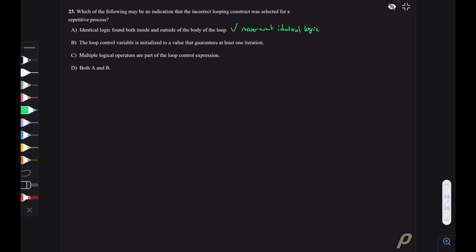B, so one thing to note here, this is one of the first times I've ever seen this. There's no none of the above on D. Instead, we have both A and B. So we need to keep that in mind looking at our answers here. B, the loop control variable is initialized to a value that guarantees at least one iteration. Not gonna lie, this one stumped me for a little bit. It's a very weird question, and it is in fact an indication that we have the incorrect looping construct.